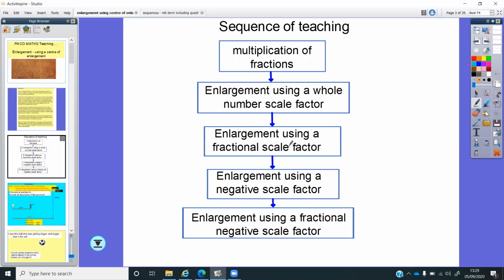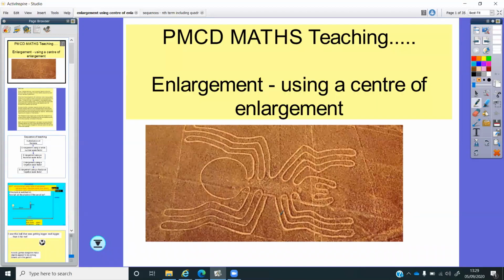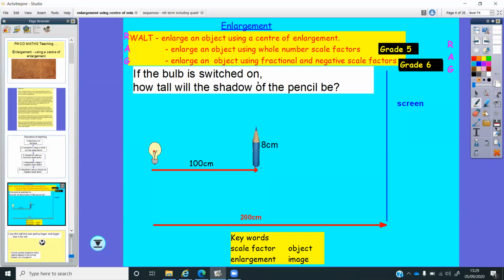But how do I introduce this? Well, you've seen the image we had already. Sometimes I've projected this, what is this? Let me know what these are. For those of you who may know this, this is an example of Nazca lines in Peru. And we're going to come back to that a little bit later on because it is relevant to the topic that we are discussing. So enlargement, I usually do this at the start of the lesson.